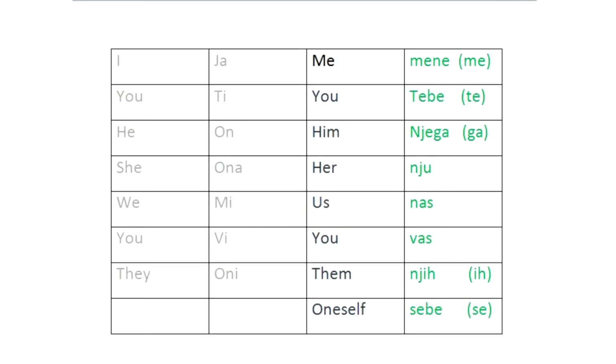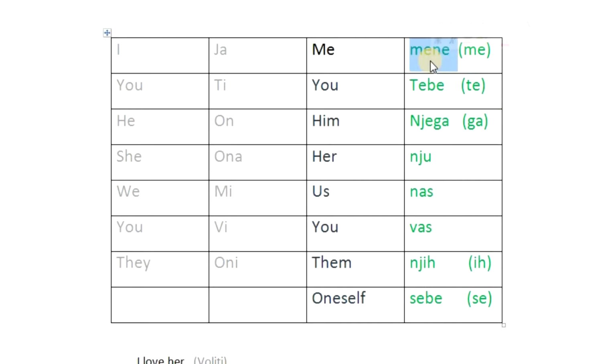Now we will learn how to say me, you, him, her, us, you, them and oneself. When you say I love you, ja volim te, you maybe heard it. This is our aim for today.